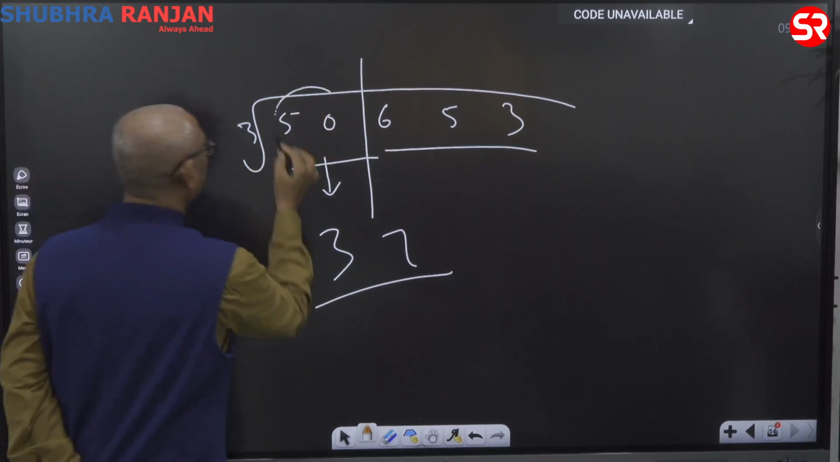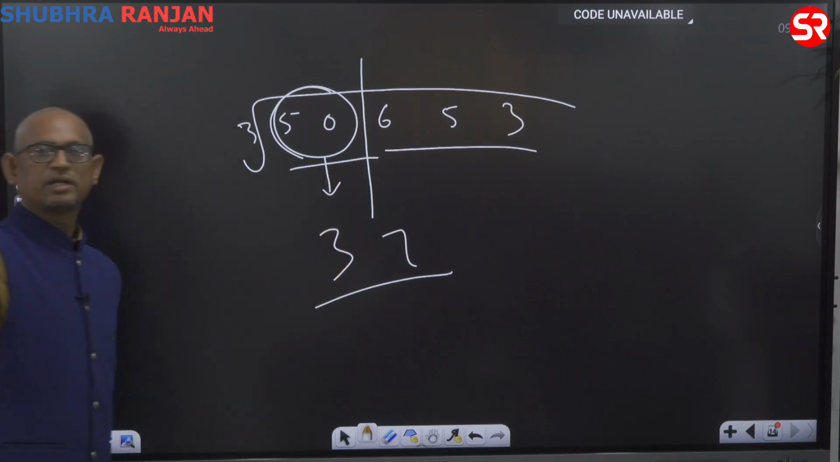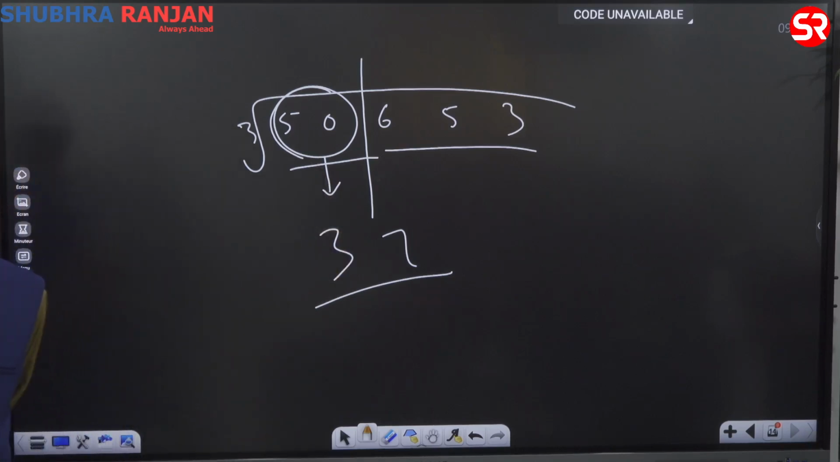Here the important thing is 50. The range you have to identify. You must know the cubes. That's why I told you at least the cubes of 1 to 9 you must know. Otherwise, again, it's a very nice thing to remember.